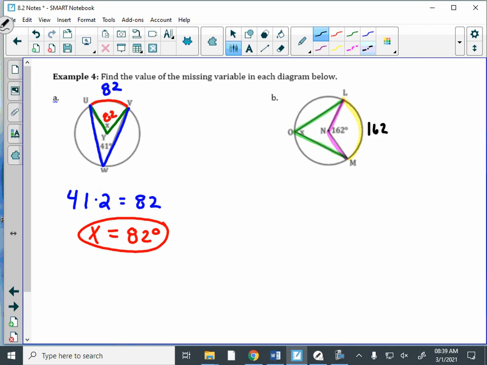Now that I know what that arc is, I can find the inscribed angle. What do I have to do with 162? We're going from big arc to little angle. We're going to divide. What's 162 divided by 2? So this angle is 81 degrees.